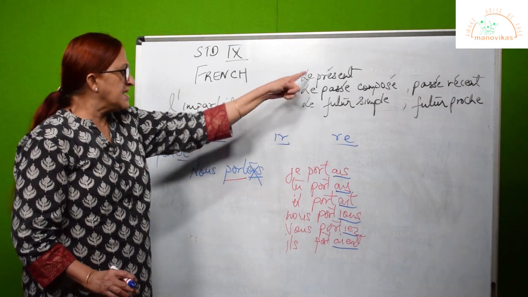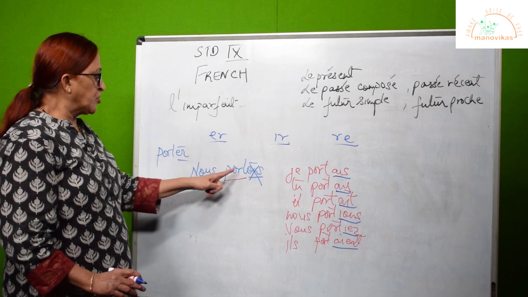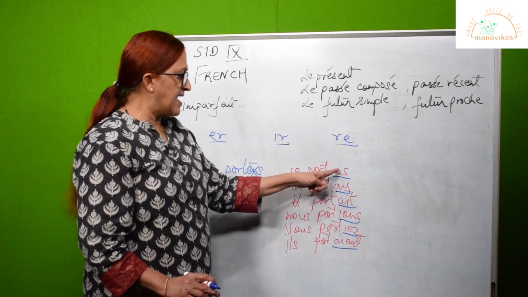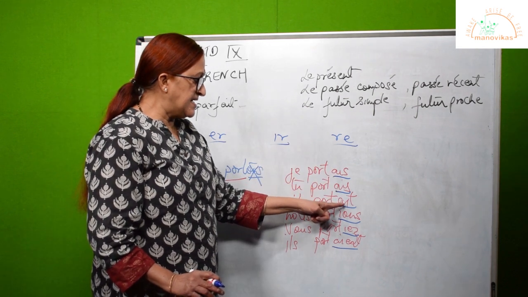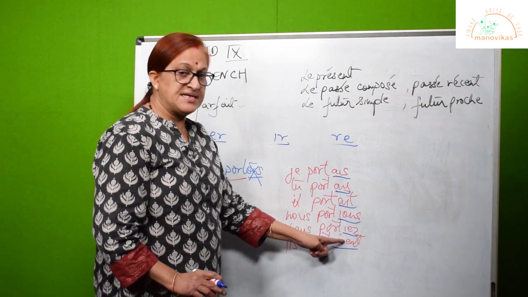So, how do you form the imperfect? You take the present tense, nous form. For example, ER verbs. Nous portons. Cut off the ONS and add these endings: AIS, AIS, AIT, IONS, IEZ, AIENT.